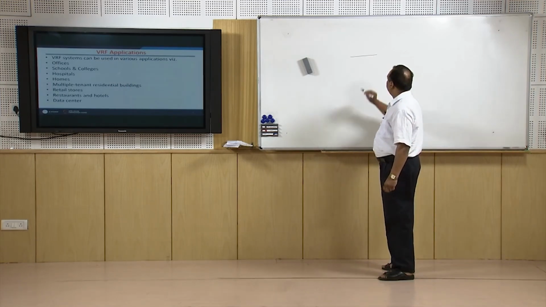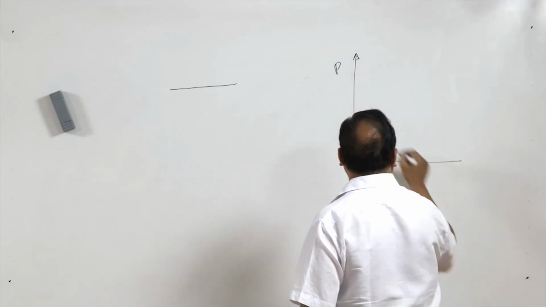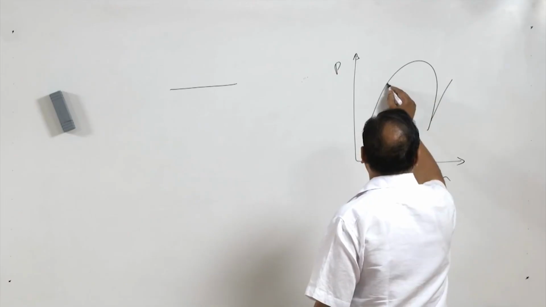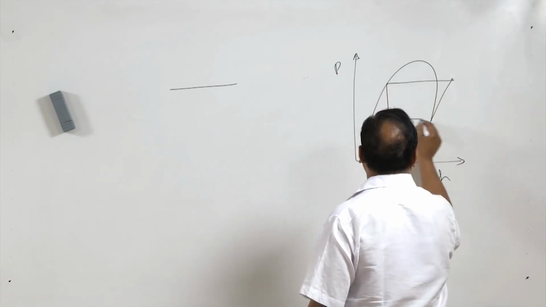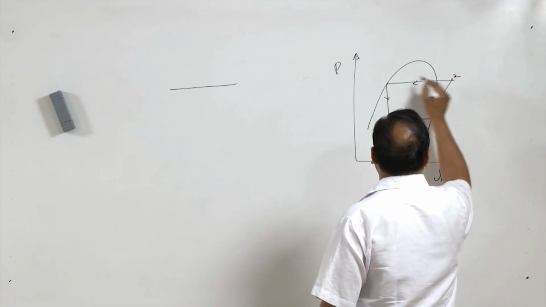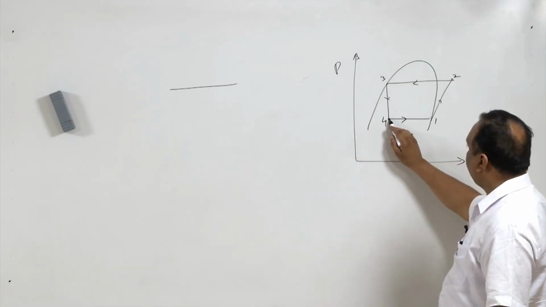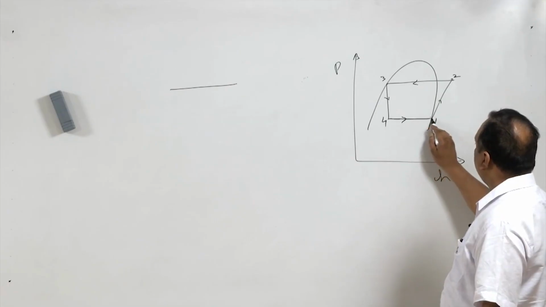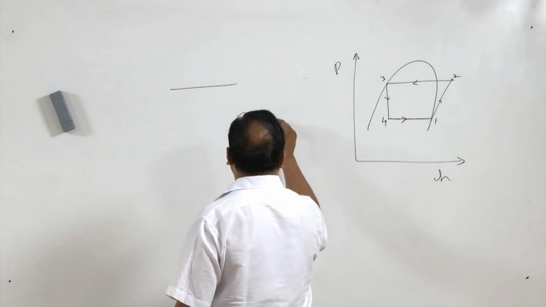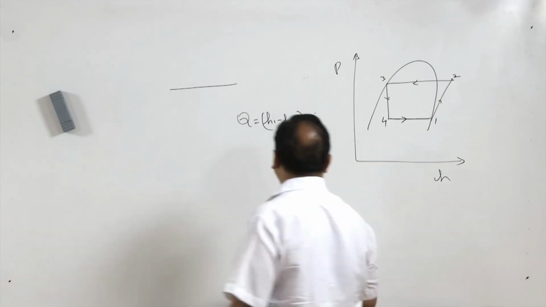Suppose in a cycle, as you know, on the p-h diagram, the heat taken away by the refrigerant depends upon H1 minus H4 multiplied by the mass flow rate.